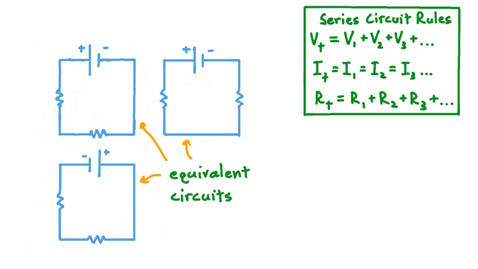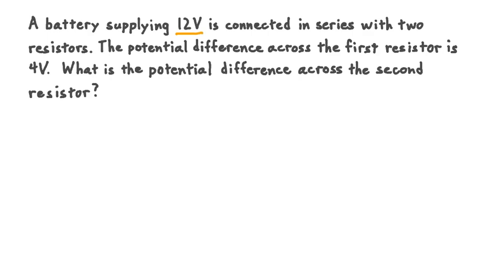Knowing all this about series circuits, let's now get a bit of practice through an example exercise. A battery supplying 12 volts is connected in series with two resistors. The potential difference across the first resistor is 4 volts. What is the potential difference across the second resistor?